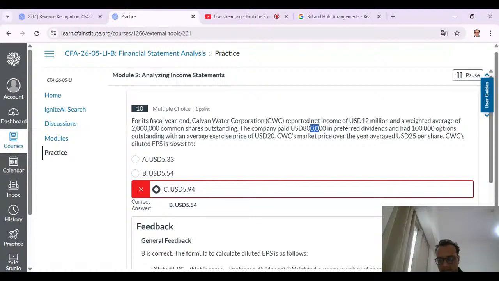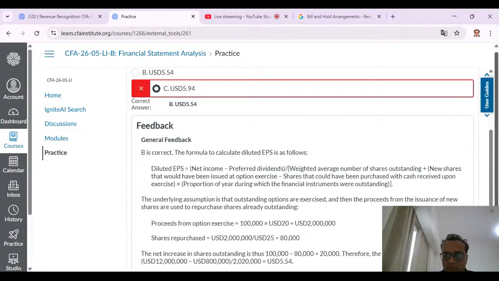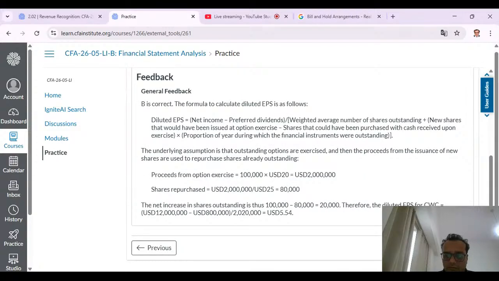2 million divided by 25, 80,000. 80,000 शेयर में बायबैक कर सकता हूँ. उसका मतलब मेरा बेस बढ़ा, बेस हुआ 2 million प्लस 100,000 less 80,000 is my base, and my numerator is the net income minus my preference dividend. Perfect.